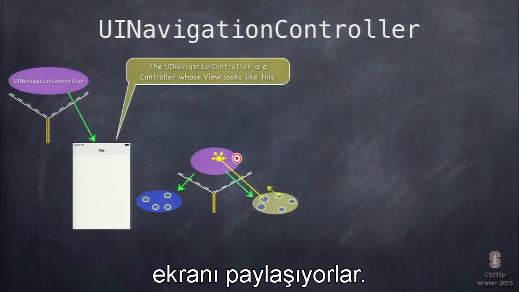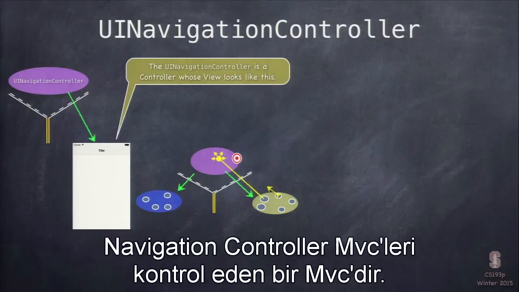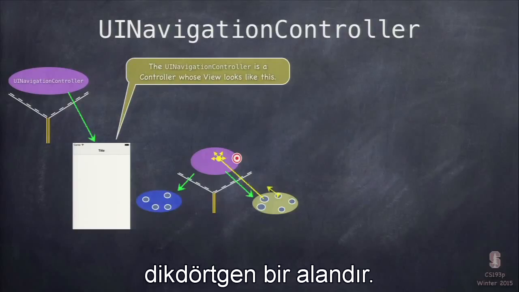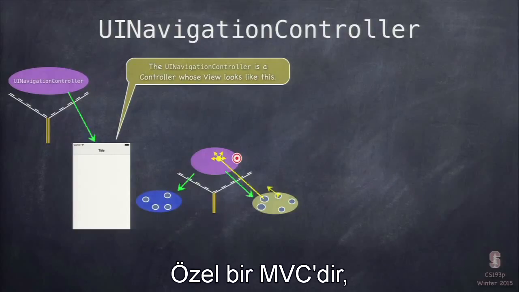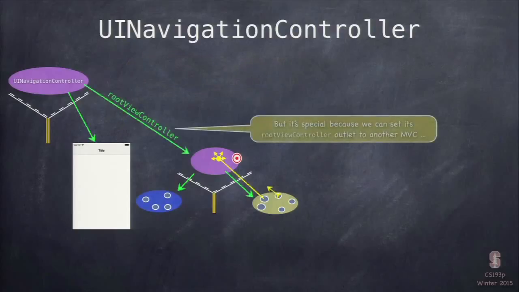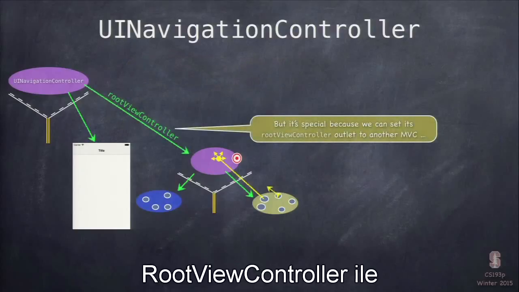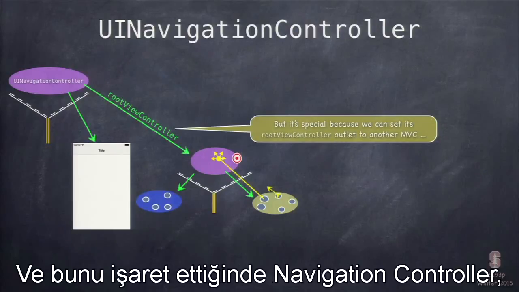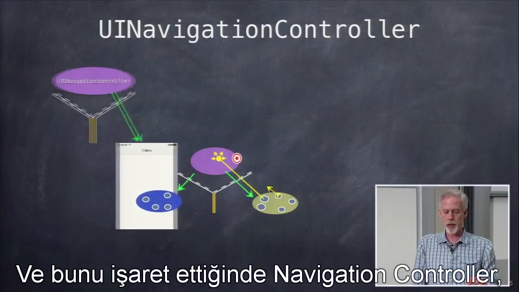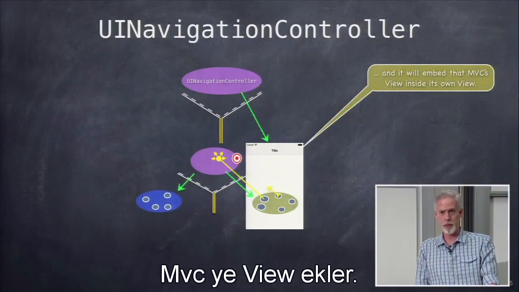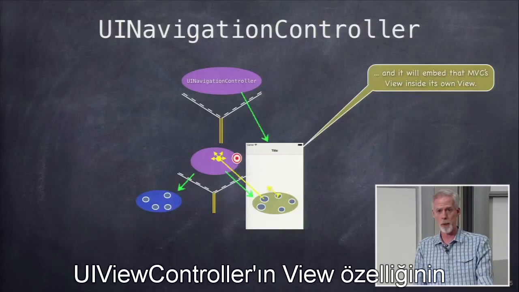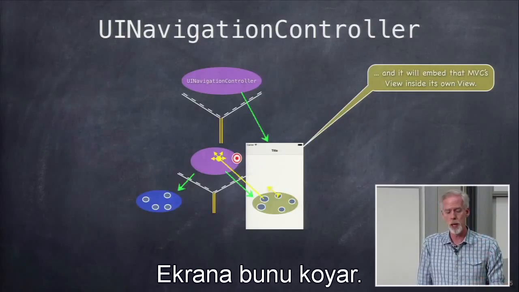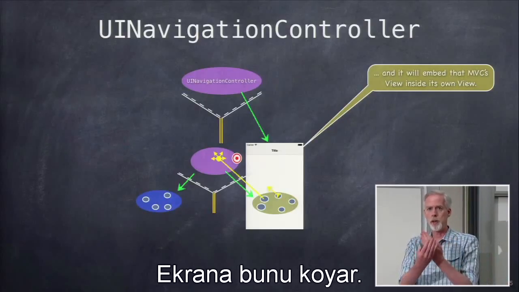So a navigation controller is just an MVC. Okay? It's a controller of an MVC, and its view is a little rectangular area that usually fills the entire screen or a portion of the screen. And it's got the title. But it's a special MVC in that it's got an outlet called root view controller that points to an MVC. Okay, points to the controller of an MVC. And when it is pointing to that, then the navigation controller puts that MVC's view, its view property, right? We know that UI view controller has this very important property called view, which is the top level of its view. It puts that on the screen underneath this title thing.